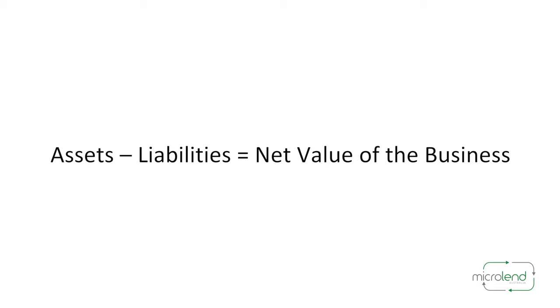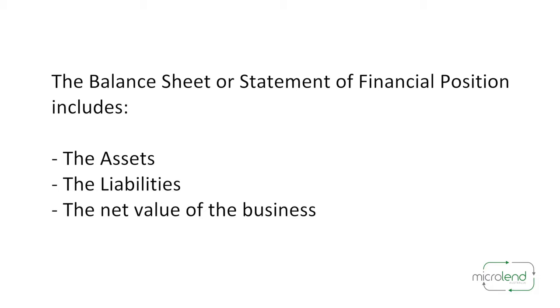When you subtract the liabilities from the assets, you end up with the net value of the business. That is the value you would end up getting if you sold your business and then repaid all monies owing by the business. The set of accounts showing the assets and liabilities and net value of the business are usually called the balance sheet or statement of financial position.